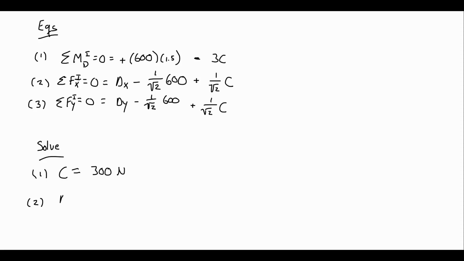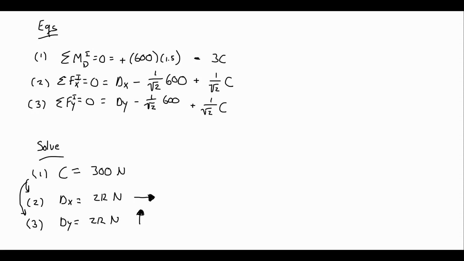Now that we know c, we can put that into equation 2 and find that dx is a positive 212 newtons. The positive means, because it's an external reaction, that my assumption was correct. It's to the right. And then putting c into equation 3, we get that dy is actually also positive 212 newtons. So my assumption of up was correct because I get a positive value.